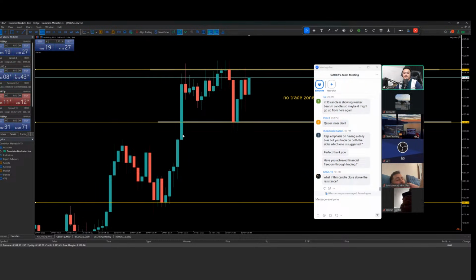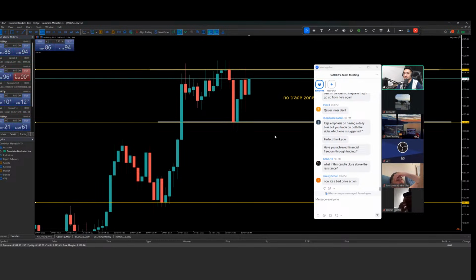Have you achieved financial freedom through trading? You know what? I'm now at the level where I have no need to worry about my expenses. I have achieved that, but I still need to watch the price of some things. Actually, it's not at that level, but the basics. No need to worry about the basics.